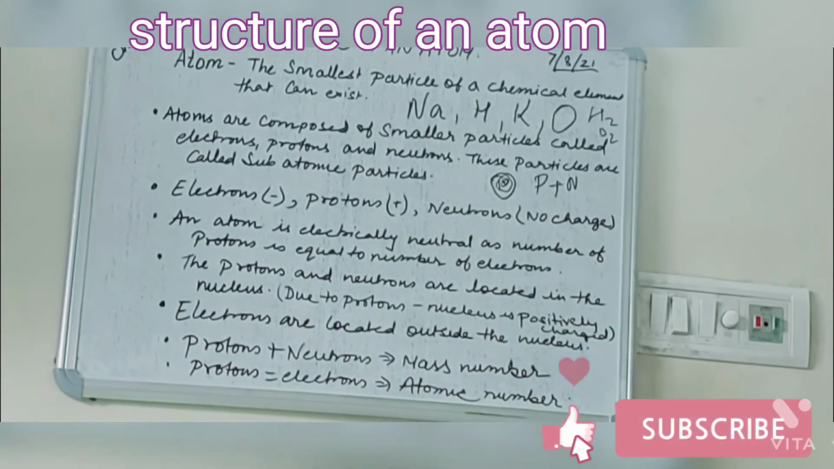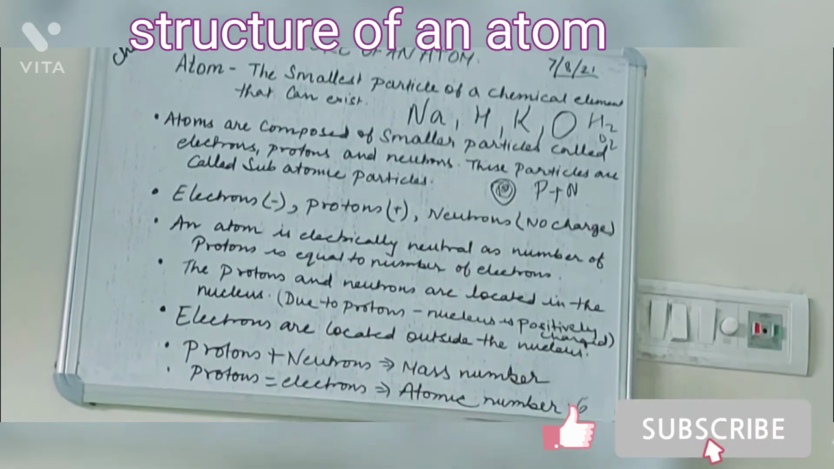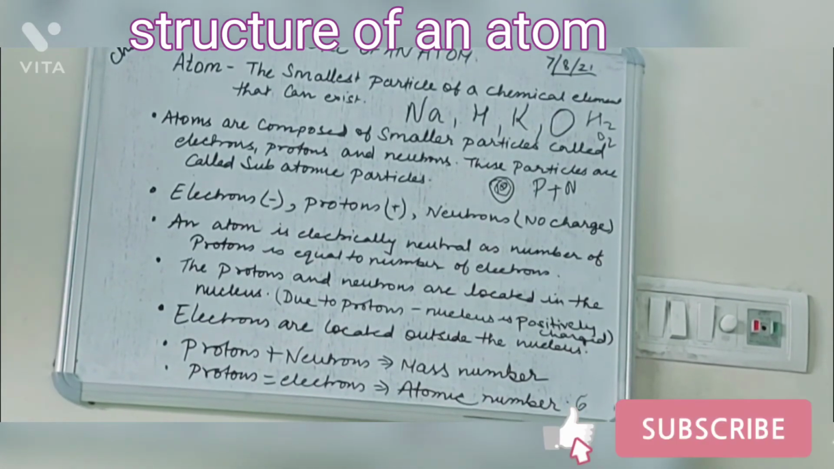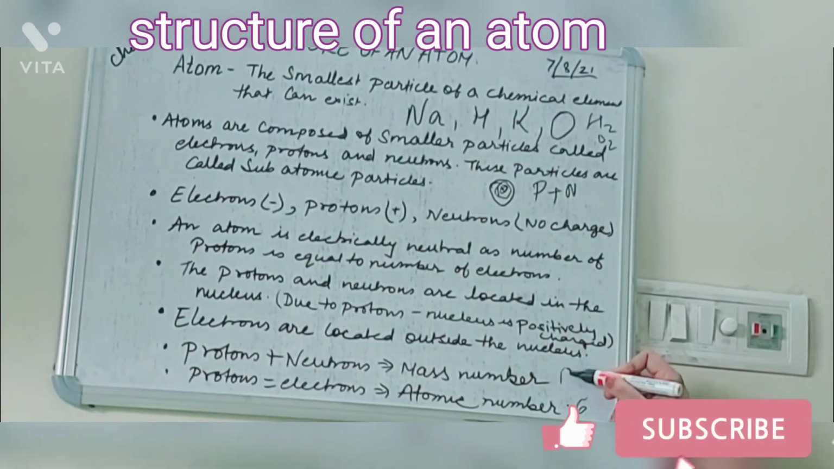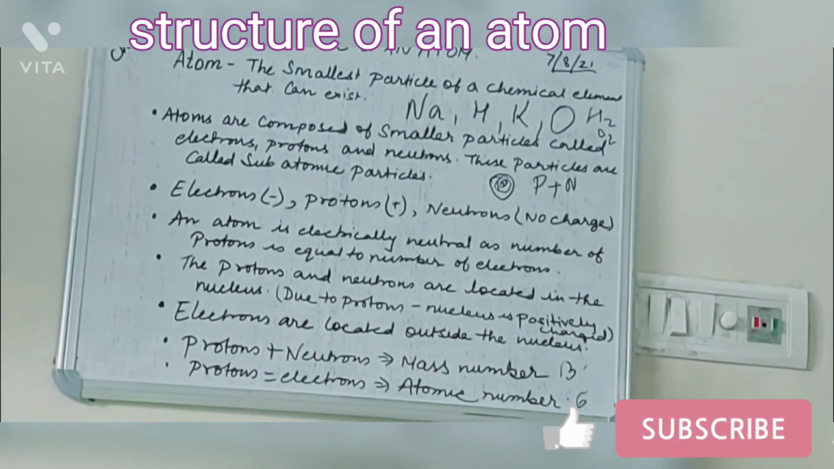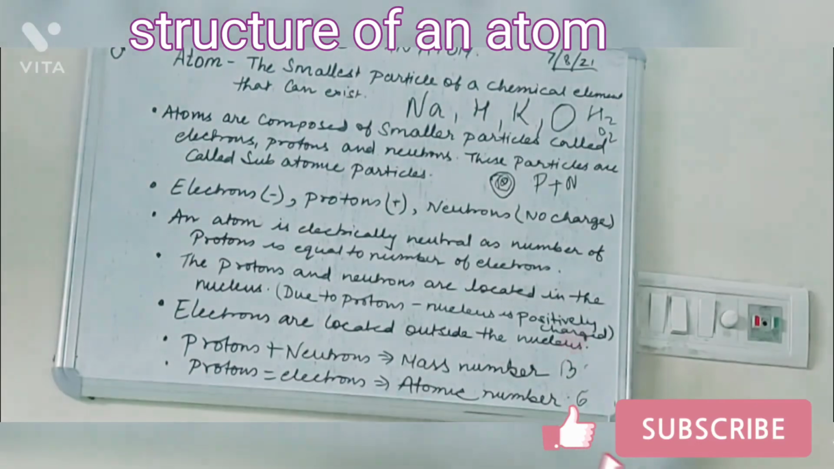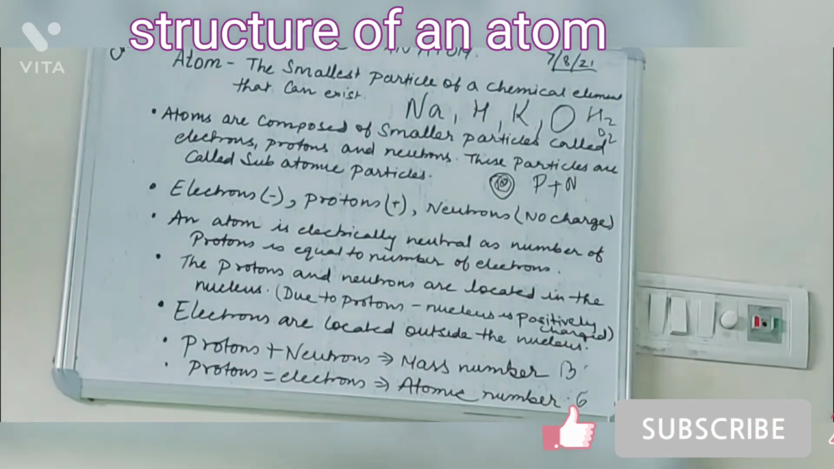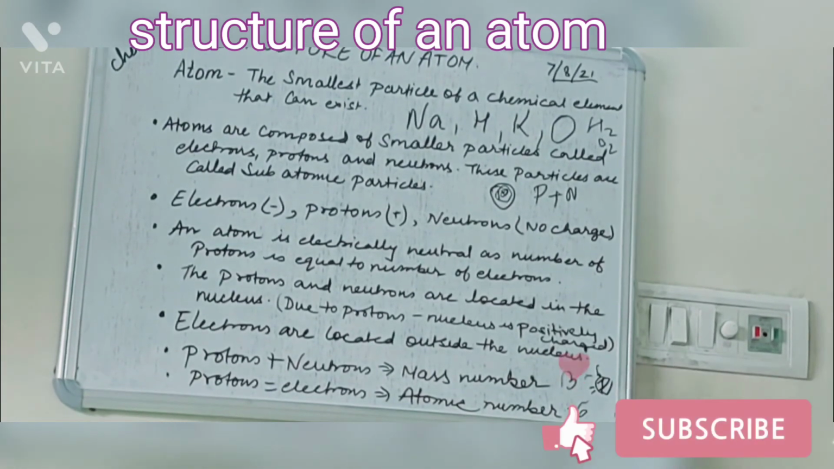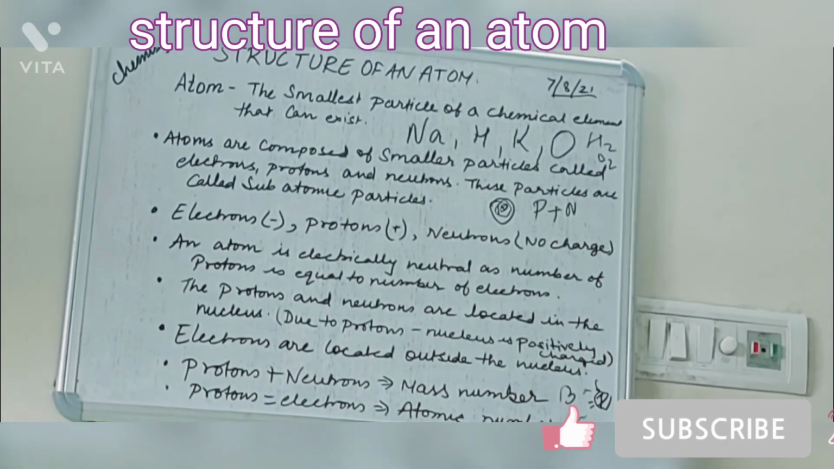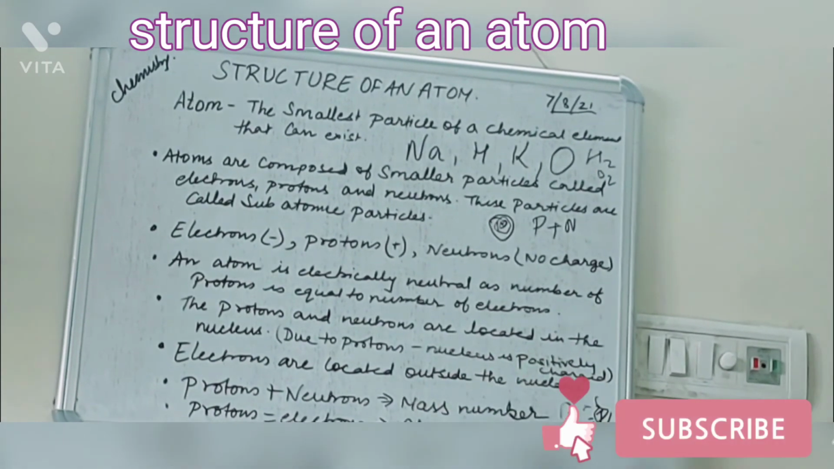So if you have atomic number 6, that means you have 6 protons and 6 electrons in an atom. But if you have atomic number 6 and mass number 13, it shows that 6 protons plus neutrons is equal to 13. So how many neutrons are there in an atom? 13 minus 6, that is 7 neutrons present in the nucleus. So mass number minus atomic number gives us the number of neutrons.